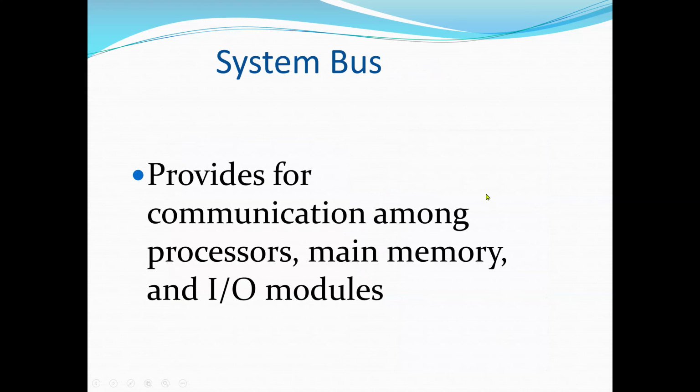Now, the system bus. I would say a system bus is more or less a wiring system. The system bus connects all the computer hardware together, for example, the CPU to memory, so data and signals can flow between them. So here we say a system bus normally provides communication among the processors, the main memory, and also the input and output modules.